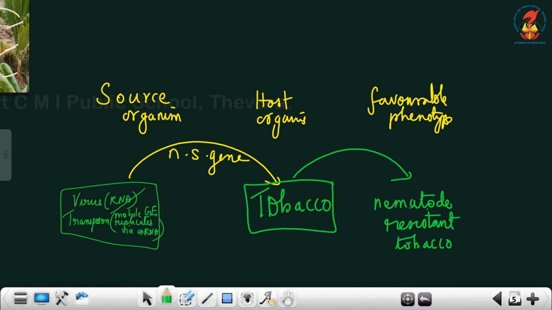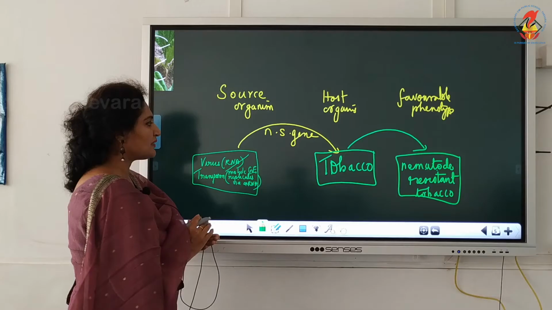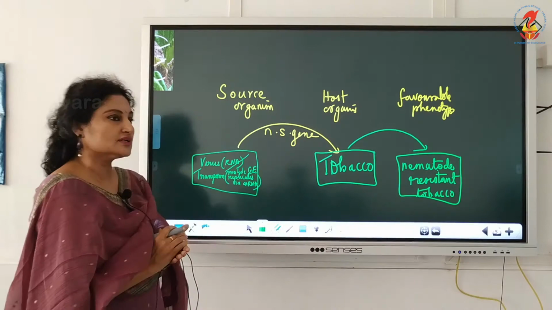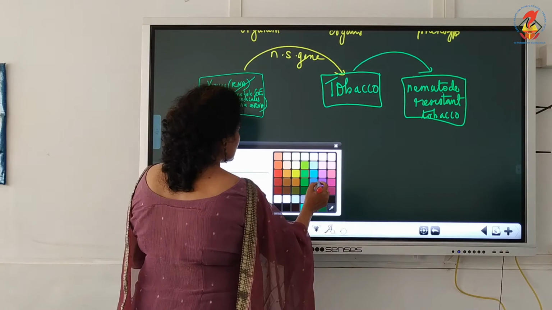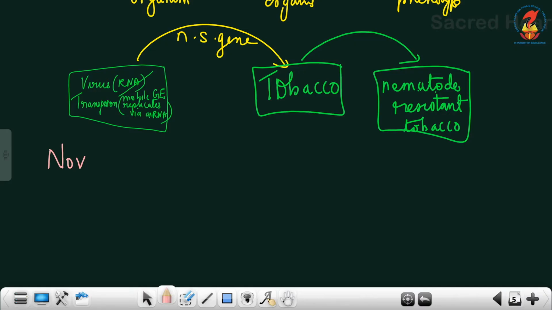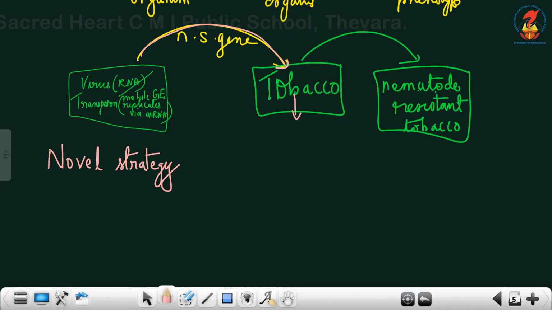So we followed the same protocol, but now the way it is done is different. It's a totally different strategy. A novel strategy is utilized here. That is, once this nematode specific gene is introduced into the tobacco plant, immediately this gene, if I show that particular gene in the form of a DNA segment, forms sense RNA and antisense RNA.